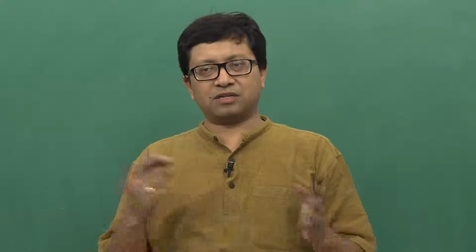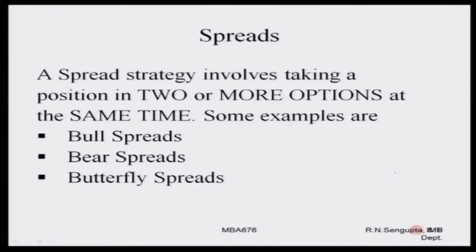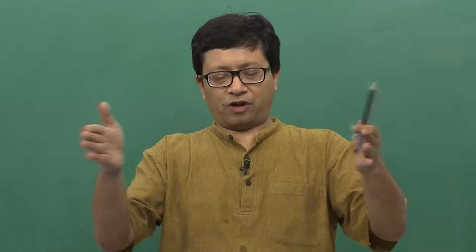So, now we will see how you can expand your combinations in a way where ST starts varying in different domains or ranges. A spread strategy involves taking a position in two or more options at the same time with the same expiry date. Some examples are the bull spread, where we will come to why the word bull is used, the bear spread, where we will come to why the word bear is used, and the butterfly spread, where we will come to why the word butterfly is used. So, these are spreads, and spreads mean the overall fluctuations.